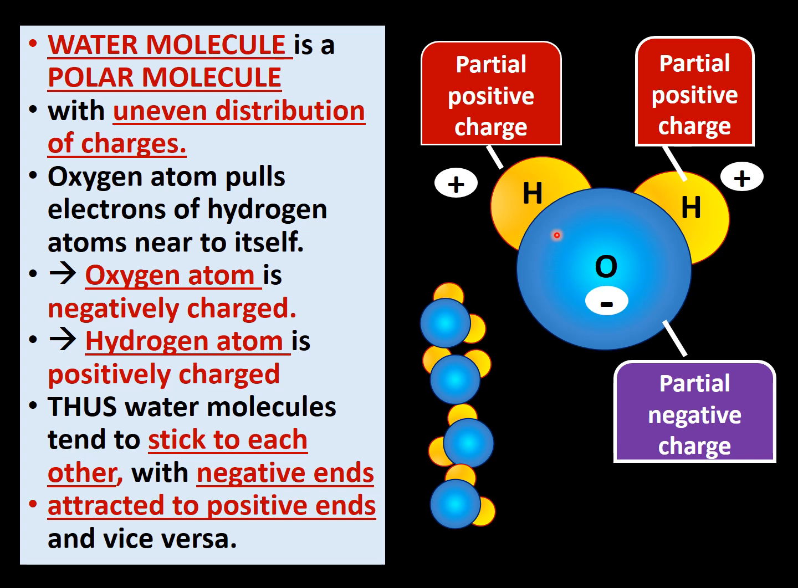So this oxygen atom here is very electronegative, and it pulls the electrons of hydrogen closer to itself. Thus, it has a partial negative charge, whereas the two hydrogen atoms have partial positive charges instead, because the electrons of hydrogen are pulled closer to oxygen. Therefore, it's considered a polar molecule because of the uneven distribution of charges and because it has one negative end and two positive ends.